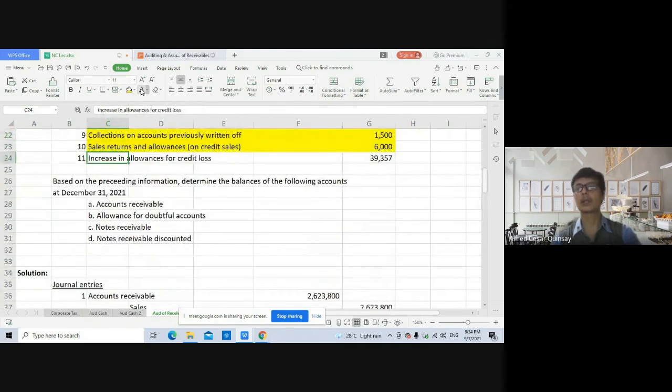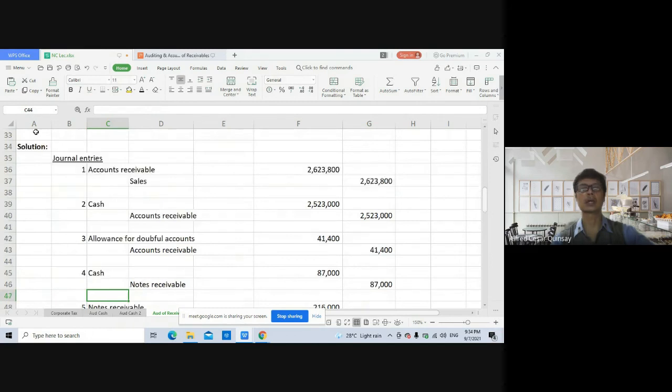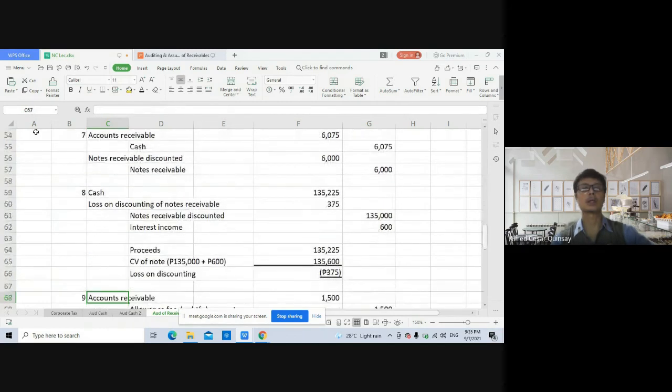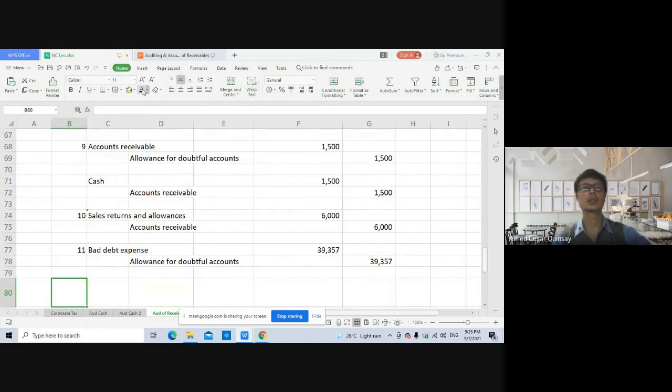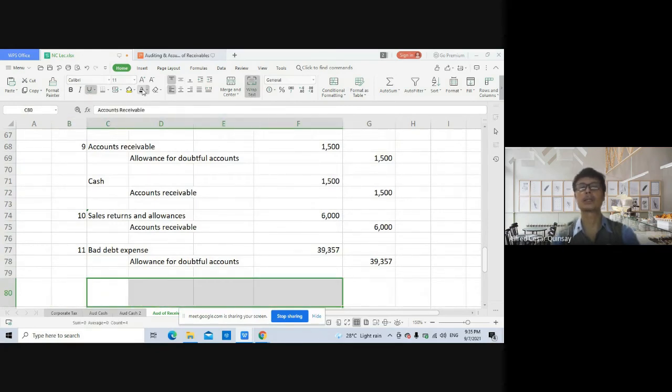Okay. And number 11, which is yung increase in allowance for credit loss, no. So mag-increase lang tayo dyan by recognizing bad debts expense, no. So bad debt expense for 39,357 and credit allowance for doubtful accounts for 39,357.